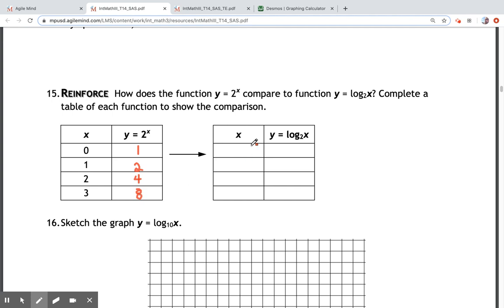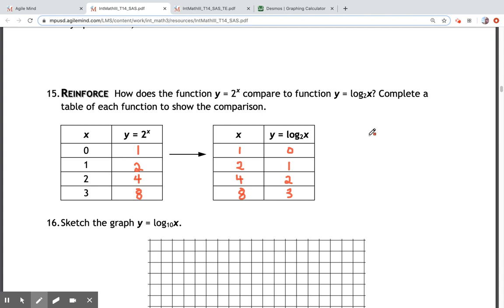Now, remember that when you do a logarithm, do you remember it's the inverse? It's an inverse, which means I'm just going to swap my x coordinates and my y coordinates. So my x's here were 0, 1, 2, 3, but that means for my logarithm, my x's are going to be these guys, 1, 2, 4, and 8. And that means that if these are my y coordinates for my exponential, they're now my x coordinates for my logarithm, which means my x coordinates for my exponential are now my y coordinates for my logarithm. So 0, 1, 2, and 3. And all I had to do was swap these guys.